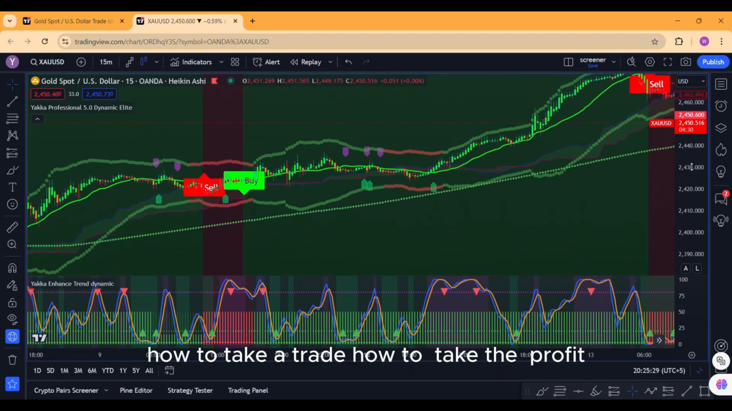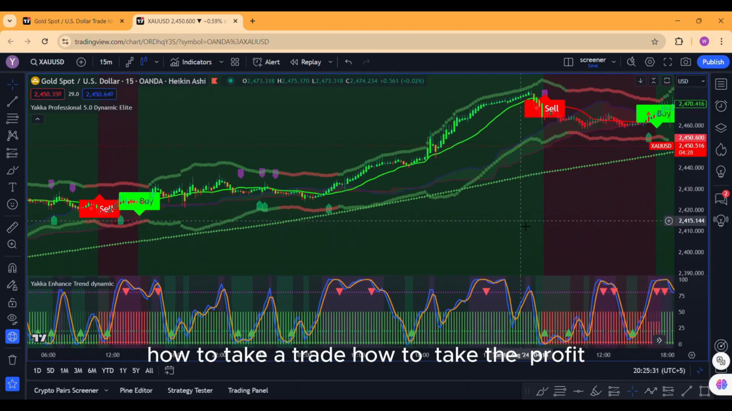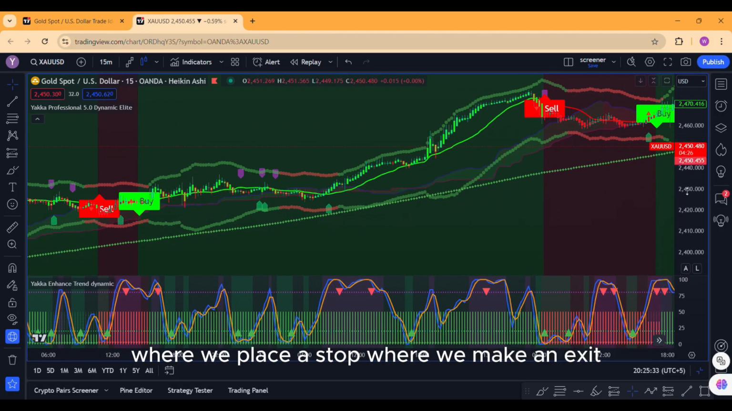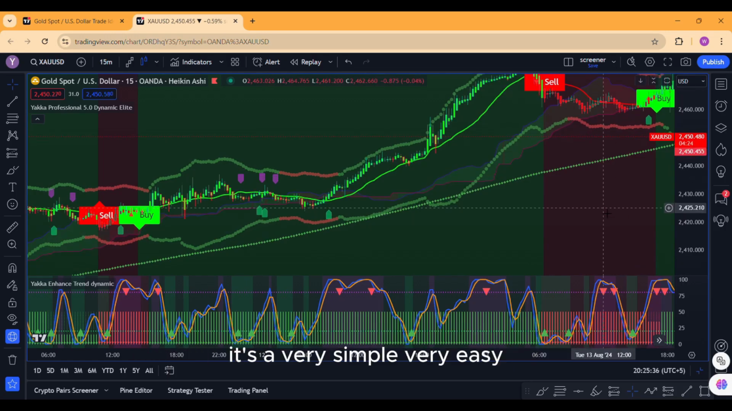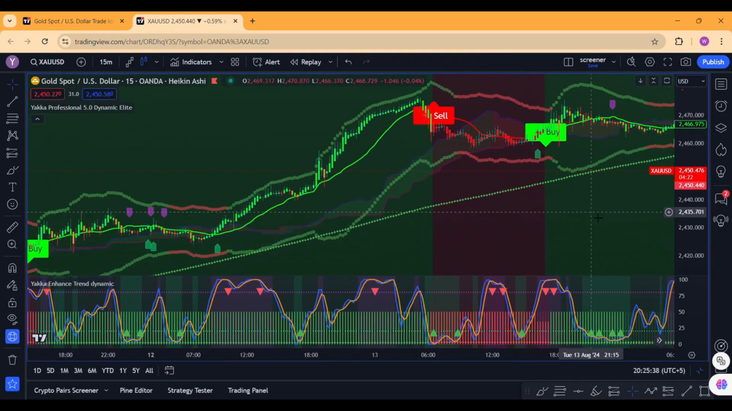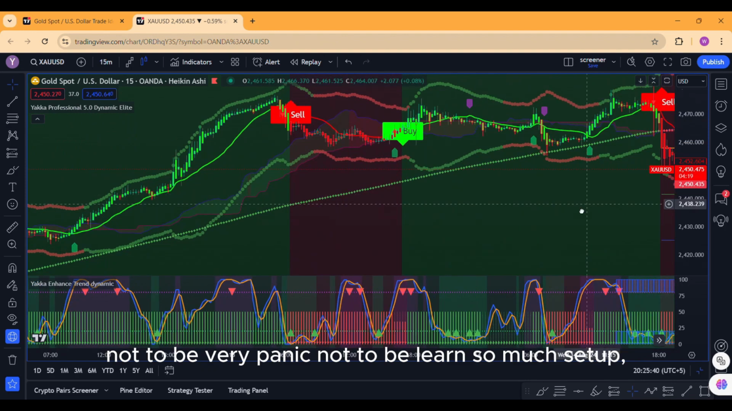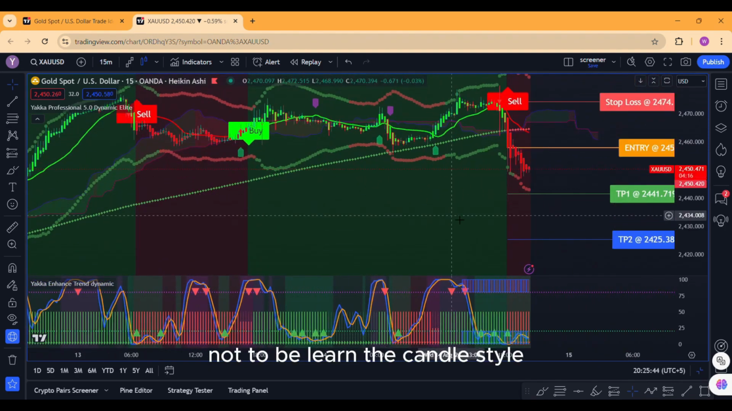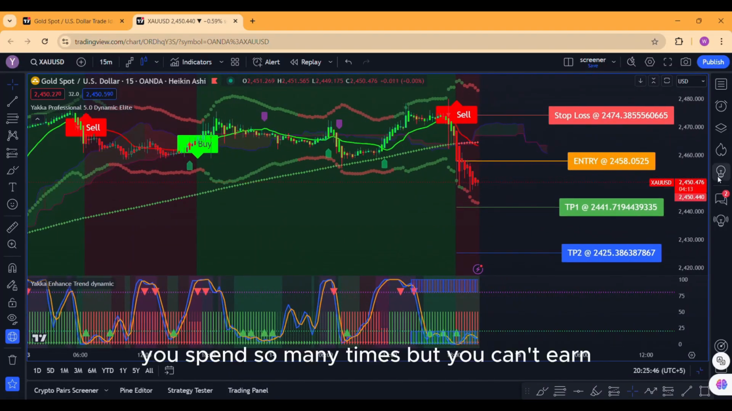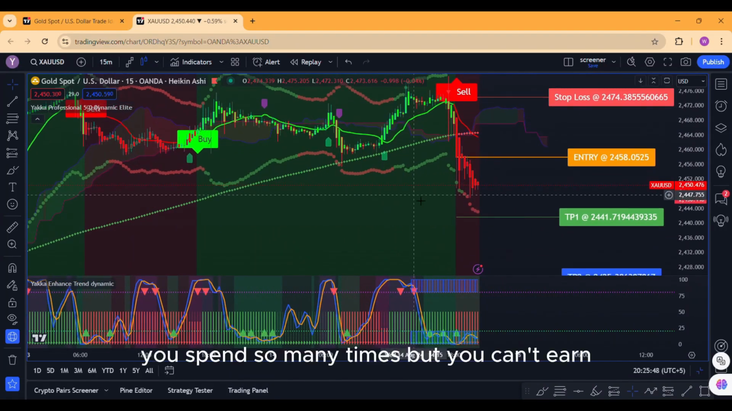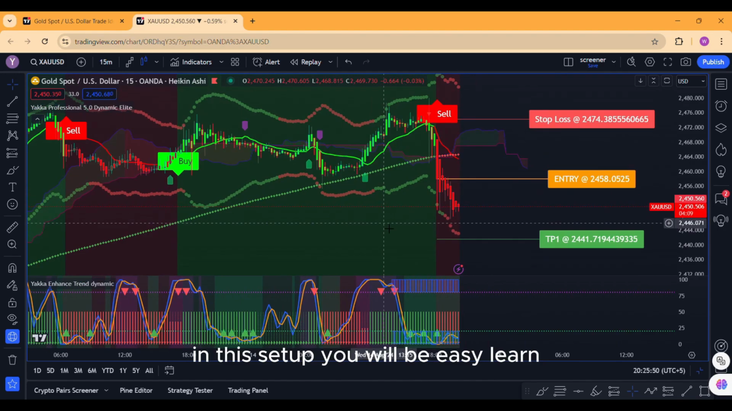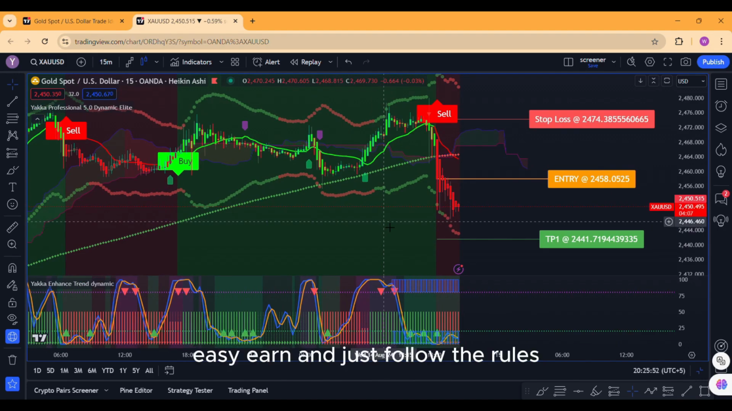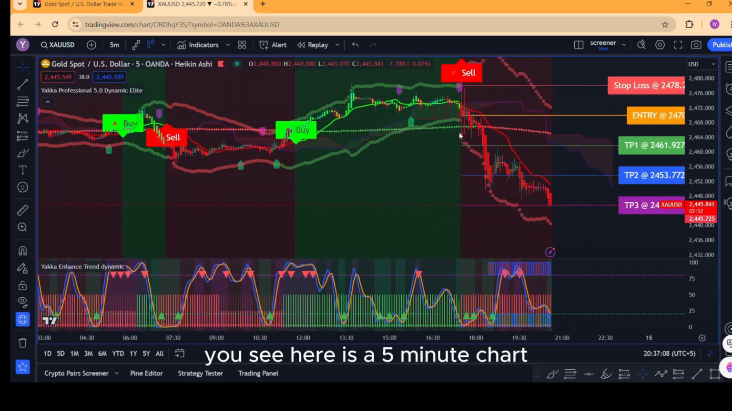It's a very easy setup. You do not need to worry about how to take a trade, where the take profit is, where we place a stop, where we make an exit. It's very simple, very easy. You don't need to panic or learn so many setups, chart styles, or candle styles. You spend so much time but can't earn. With this setup, it's easy to learn and easy to earn. Just follow the rules, make trades and make money. Here is a 5-minute chart.